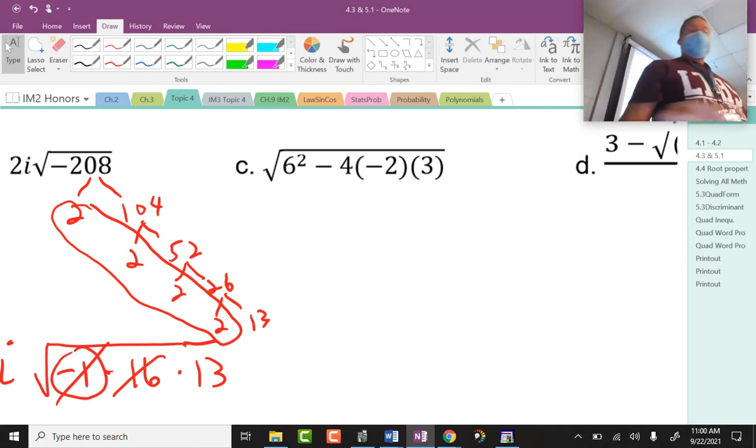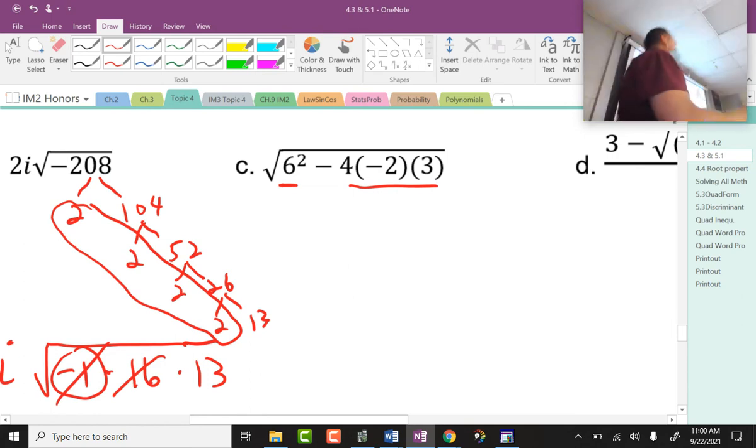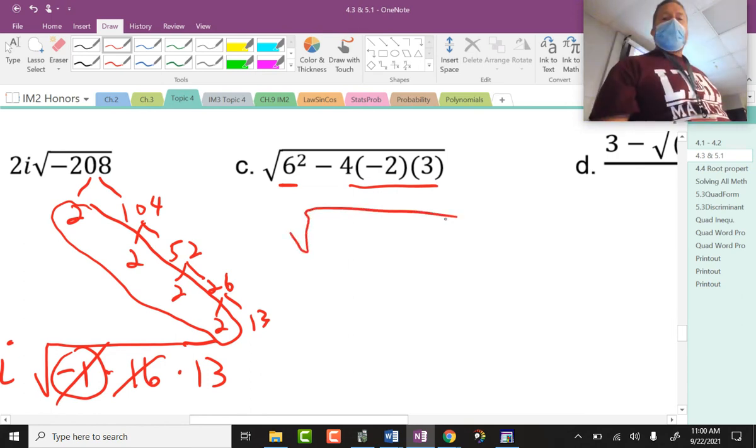PEMDAS, by the way, what do you do first? Do you subtract or do you square? Square. Do you multiply or subtract first? Which one? Multiply. So that's the point of this one. You do 6 squared. Ooh, and I like this. Minus, and then 4 times negative 2 is negative 8. Negative 8 times 3 is negative 24.